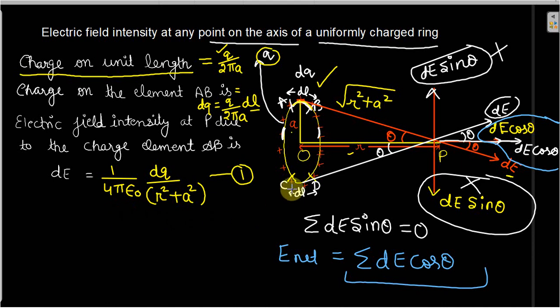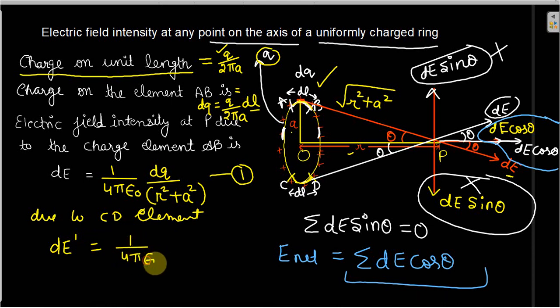Similarly, if you want to calculate the electric field at point P due to the CD element, that will also be the same. Due to the CD element, you will get the same expression because the distance is the same. Let it be dE dash. So what will you get? 1 by 4 pi epsilon naught, and again the distance between P and this point is also r square plus a square. So the same distance is there, and this is equation 2.